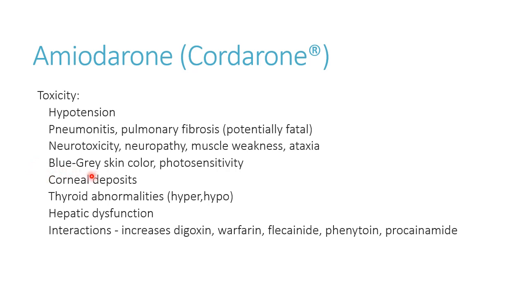One of the kind of interesting things is you can develop this kind of blue-gray skin discoloration that occurs over many years as well. Kind of the drug gets deposited or something gets deposited, causes kind of discoloration. So you may see that, corneal deposits. And then interesting with the thyroid, you can either see hyperthyroidism. So maybe potentially the amiodarone itself can act like thyroid hormone, or potentially, what do you think it would cause hypothyroidism potentially?